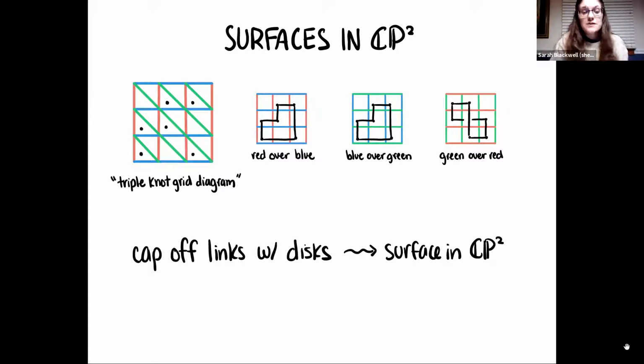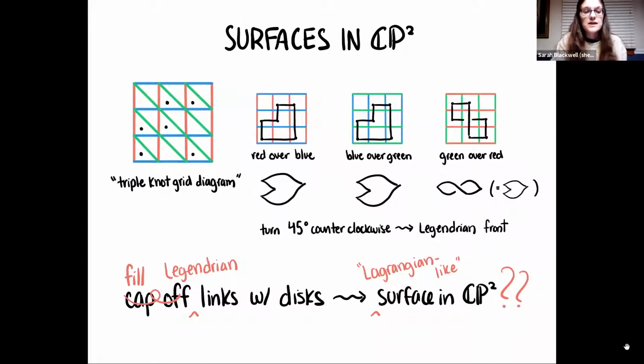So grid diagrams also really naturally represent Legendrian knots. How you do this is you take each of these knots, you turn them 45 degrees counterclockwise, and then you put in cusps as needed. And this gives you a Legendrian front.